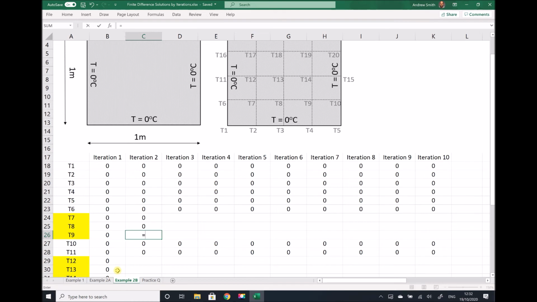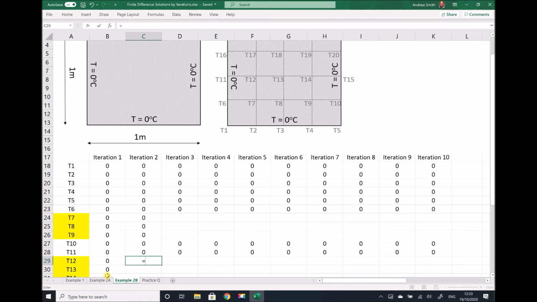Let's repeat for T9. We've got equals a quarter times the neighbouring cells added together. So we've got T4, which is 0, but we need T8 plus T10, which is 0, plus T14. So we're going to use our cell reference for the first iteration for T14. Okay, let's repeat this for the next unknowns.